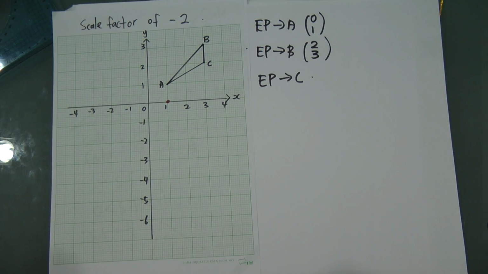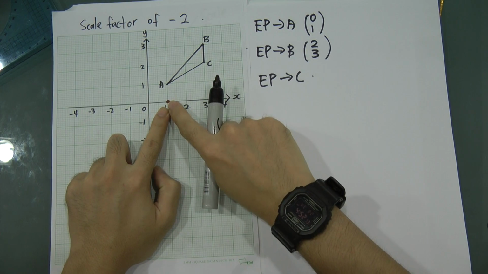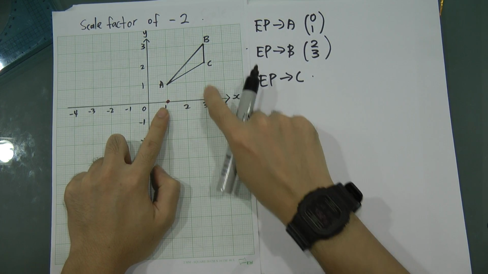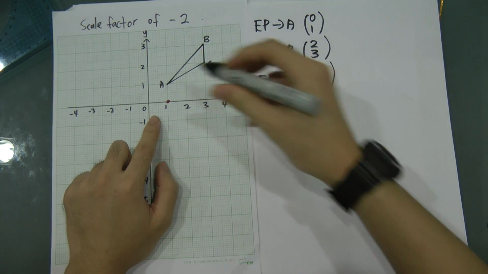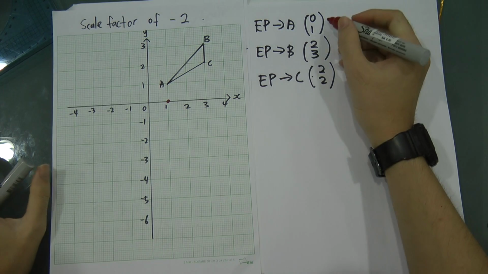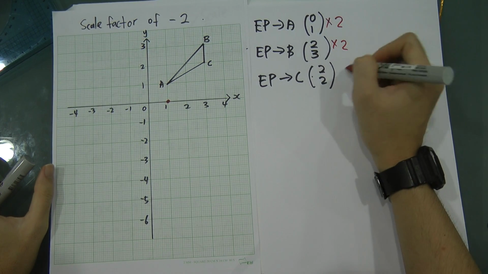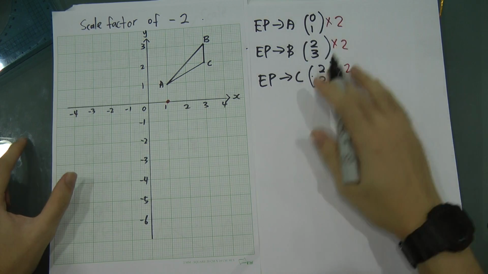Okay, and then for C, from the enlargement point it will be 1, 2, and then going upwards 1, 2, so it will be 2, 2. Alright. Now my scale factor is -2. What I will do is multiply -2 for everything. Because the scale factor is -2, I just multiply my scale factor into my translation.